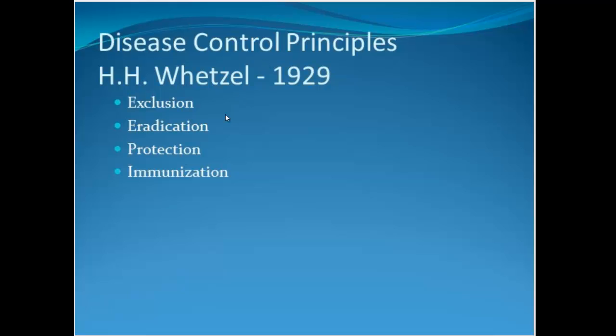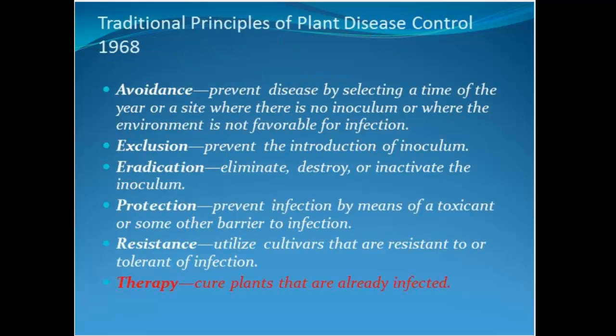Before we start that, all of these different things that we're going to be talking about relate back to 1929, when a gentleman named Wetzel developed four disease control principles: exclusion, eradication, protection, and immunization. We don't use the same language as they did in 1929, so those have been updated. And now we talk about five principles. They are avoidance, exclusion, eradication, protection, resistance, and therapy.